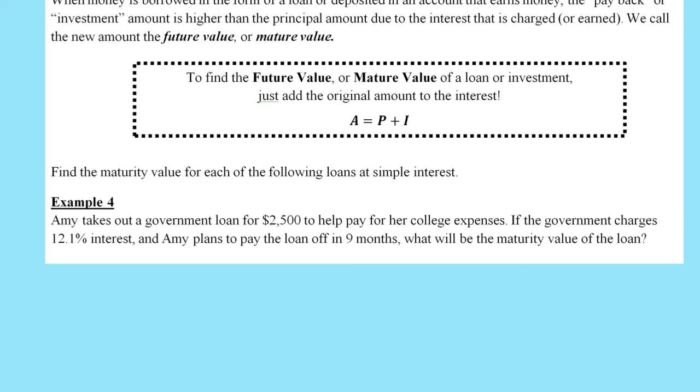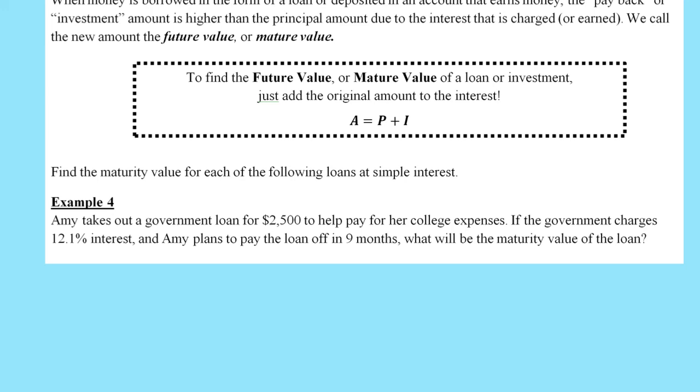So example 4, little Amy, she takes out a government loan for $2,500 to help pay for her college expenses. Get ready for these because you can do this. You can take out a loan to pay for your books or whatever expenses you have for college. Be careful. If the government charges 12.1% interest, again, that's per year, and Amy plans to take the loan off in 9 months. That's when she's paying it off. 9 months. Pretty good. What will the maturity value of her loan be? In other words, what total will she pay back, including what she borrowed?